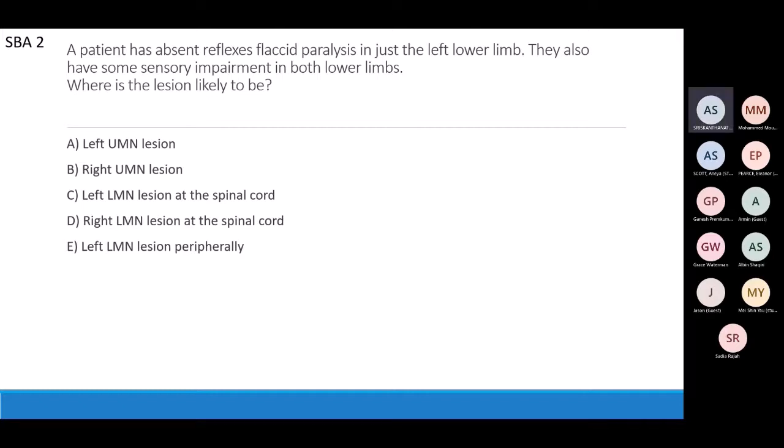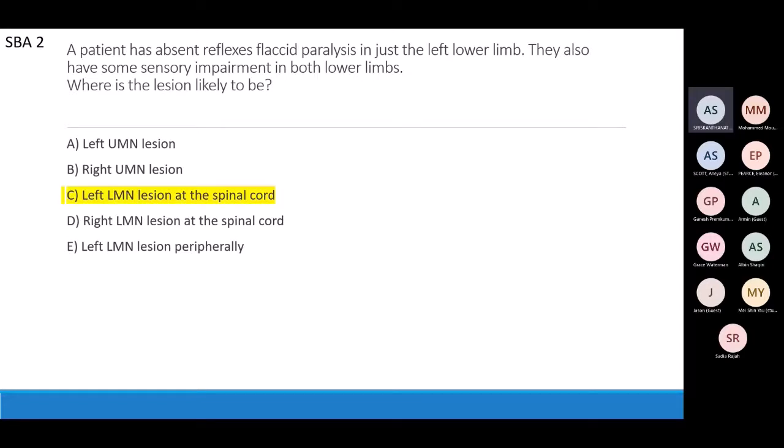Just going to give it about 10 more seconds. Okay, I'm going to close the poll now. So I can see most people have answered C, which is correct.